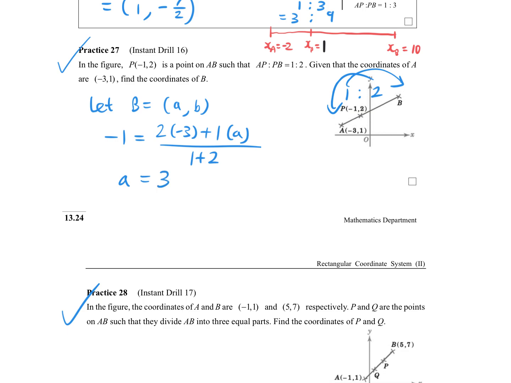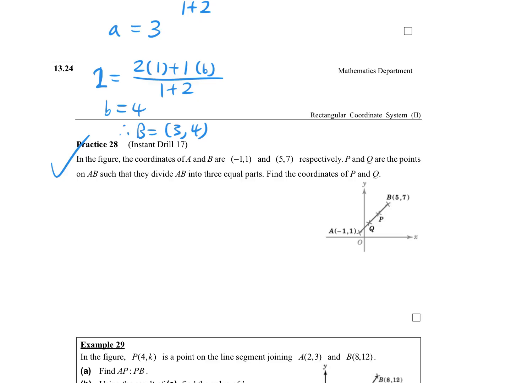Similarly, for the y-coordinate, 1 equals 2 times 1 plus 1 times b divided by 1 plus 2. This is even more weird because I should get 2 instead. Still weird. B equals, no. Oh, yeah, of course. 1 plus 2 is 3. So anyway, the full coordinates of B are 3, 4.